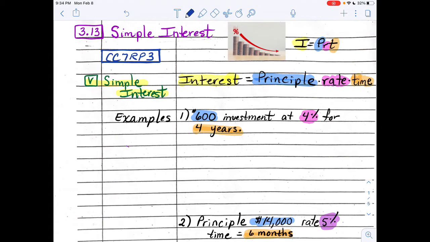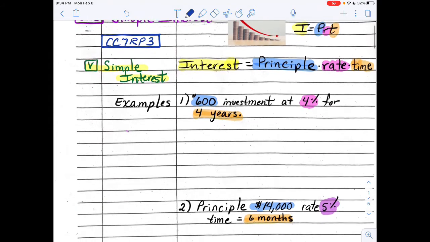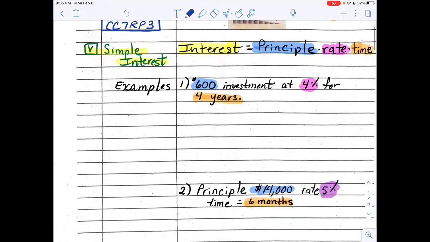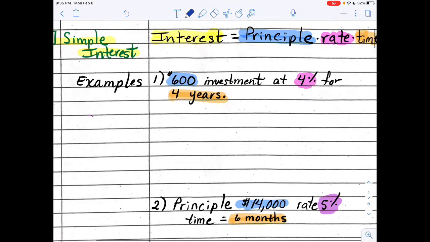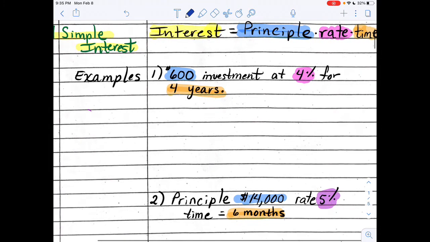So let's do a couple examples of what's simple interest and how it's calculated. So if I invest $600, loan it out to someone, or put it in a bank, and I'm going to earn a 4% interest rate over 4 years. How much money is the interest? So let's try to calculate that.